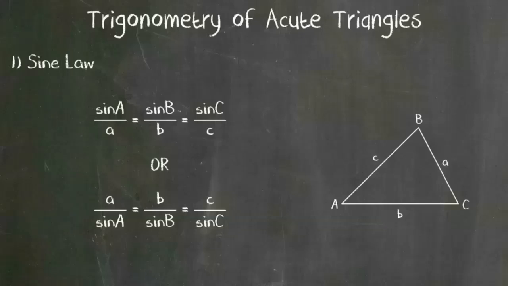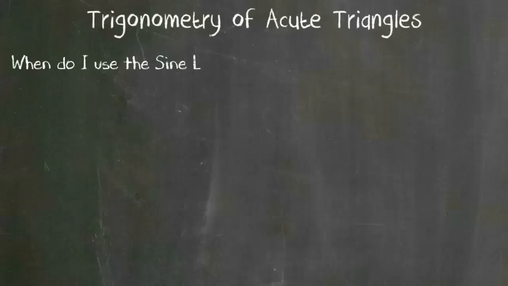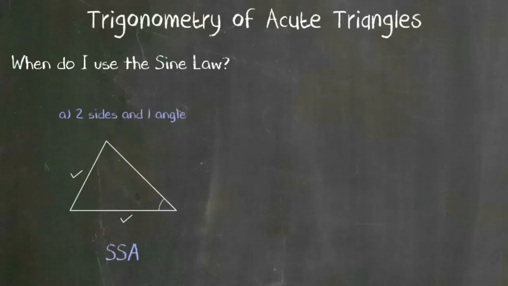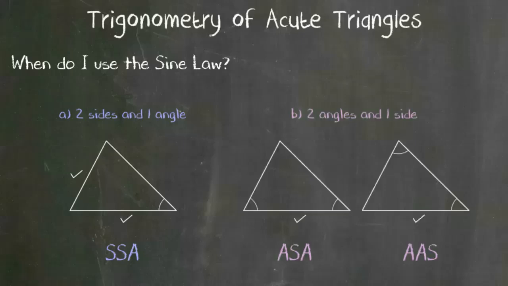The other important thing to keep in mind is that we're never going to use all three ratios. We're always just going to use two of the ratios. So I'm going to look for one pair where I know both the angle and the corresponding side, and then one pair where I know either an angle or a side, and I'm looking to find the other. So when do I use the sine law? Well, there's two cases in which we can use the sine law. The first is when we have two sides and the angle opposite one of the sides. The second possible case to use sine law is when I have two angles and one side.